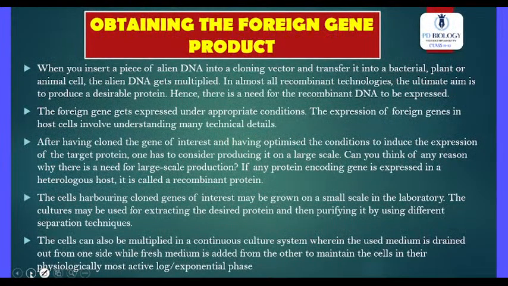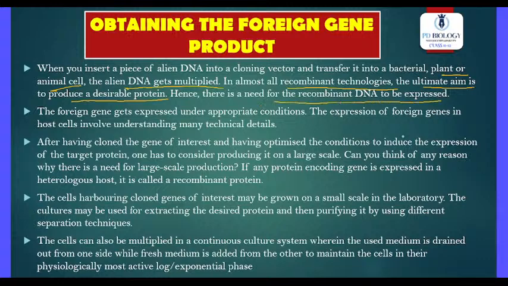Now, obtaining the foreign gene product. When you insert a piece of alien DNA into the cloning vector and transfer it into a bacterial, plant or animal cell, the alien DNA gets multiplied. In almost all recombinant technology, the ultimate aim is to produce a desirable protein. Hence, there is a need for the recombinant DNA to be expressed. The foreign gene gets expressed under appropriate conditions.